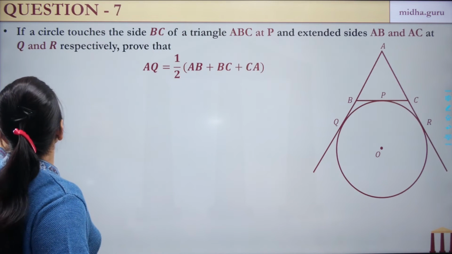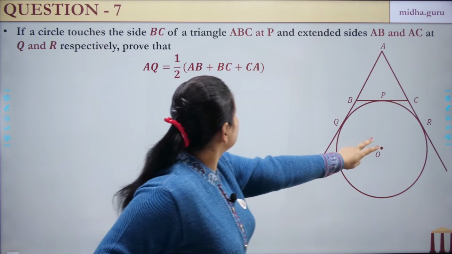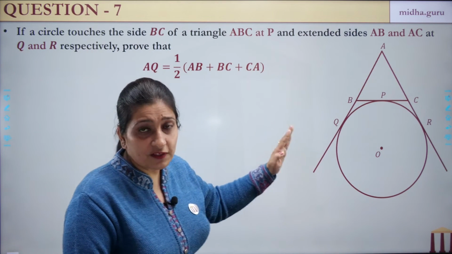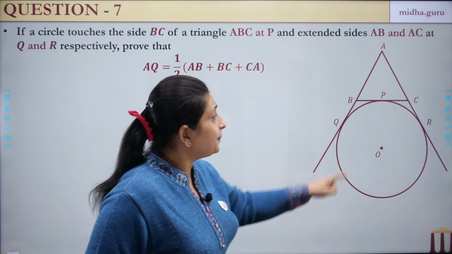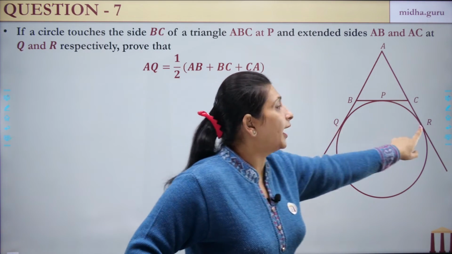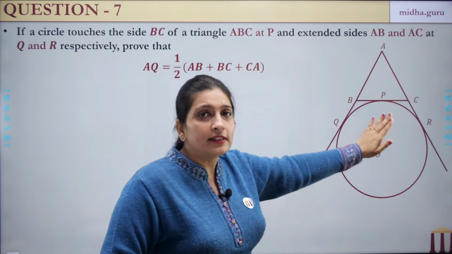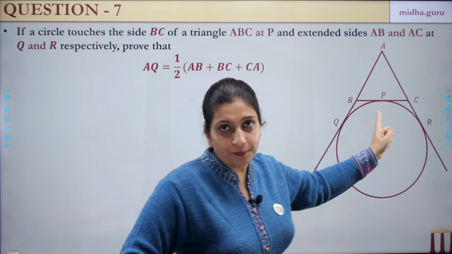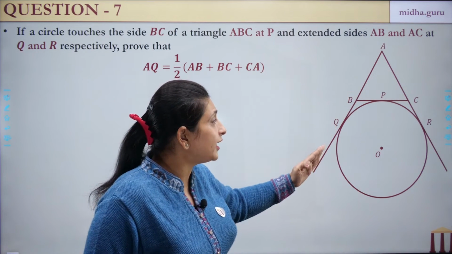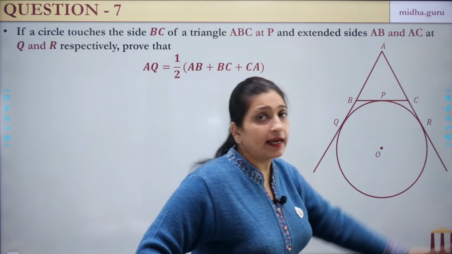The next question is: a circle touches the side BC of a triangle ABC at P, and the extended sides AB and AC, we have extended the sides of the triangle, and the circle is touching the extended sides at Q and R. We have a circle and a triangle. The circle is touching the side BC at P, and it is touching the extended side AB at Q and AC at R.